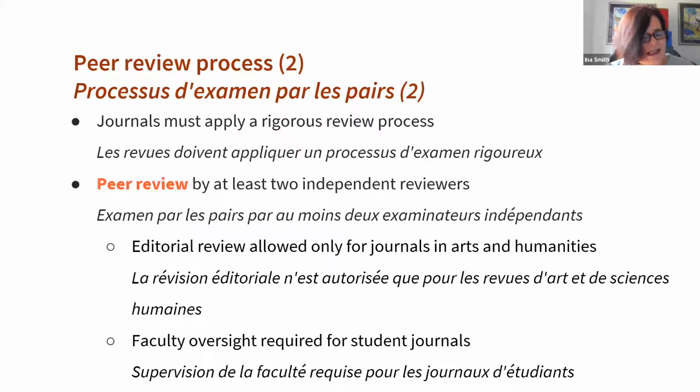Yes, I've already said journals must apply a rigorous review process similar to subscription journals. And the peer review should be done by at least 2 independent reviewers who are experts in the field. When it comes to DOAJ, and an application to be included in DOAJ, an editorial review is only allowed if journals are from the arts and humanities. And another DOAJ requirement is that faculty oversight is required for student journals published by students.